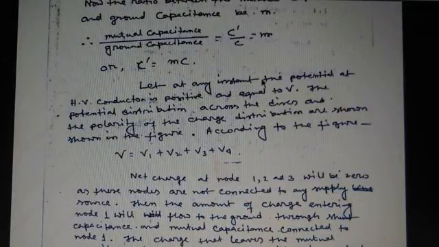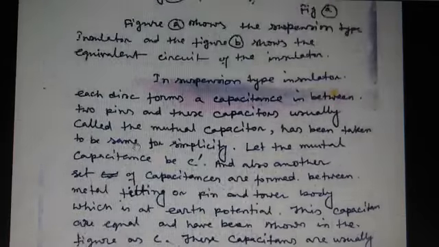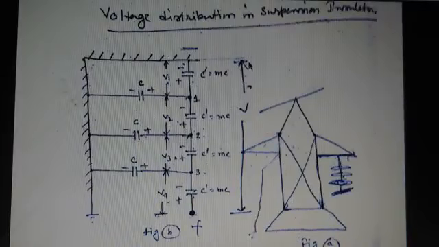Let at any instant the potential at the high voltage conductor be positive, equal to the voltage V. The potential distribution across the disk and the polarity of the charge distributions are shown in the figure, which I already discussed. According to the figure, the overall voltage V is the combination of V1 plus V2 plus V3 plus V4. That means V is the total overall potential distribution of the suspension type insulator. V1, V2, V3, V4 are the individual voltages across each capacitor.